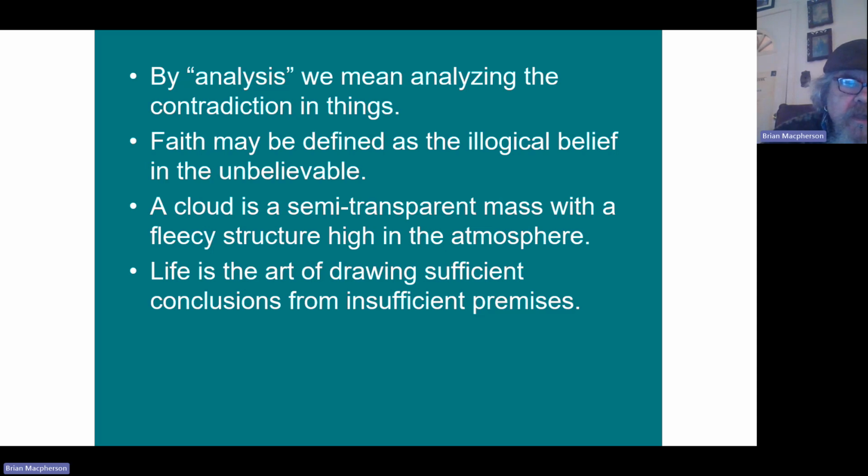What about the next one? A cloud is a semi-transparent mass with a fleecy structure high in the atmosphere. Well, that's not a very good definition of cloud because there are a lot of clouds that are not semi-transparent, and a lot of them are not fleecy, nor are they high in the atmosphere. So this definition suffers from the flaw that it's inessential, right? It's also too narrow, but it's also inessential.